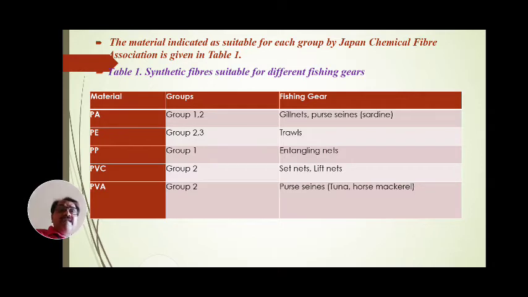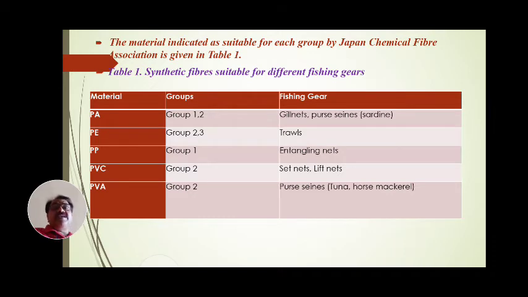Polypropylene, group 1, is used to manufacture entangling nets. Polyvinyl chloride, group 2, is used to manufacture set gill nets and lift nets. PVA, group 2, is used for the seine, especially for capturing tuna, horse mackerel and mackerel. These are the different gears: gill nets, seine nets, trawl nets, entangling nets, set gill nets, lift nets, and purse nets.